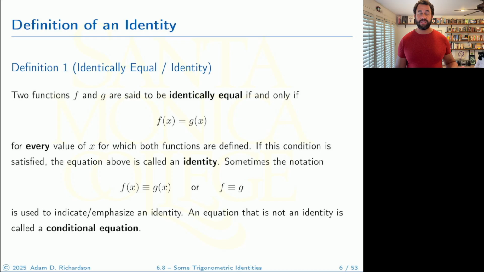An equation that is not an identity is referred to as a conditional equation, which means it holds, but under some conditions on the input. If it's an identity, it doesn't matter what the input is. It's true for every value. There's no condition on that. But if the equation only holds for some x values, it's a conditional equation.